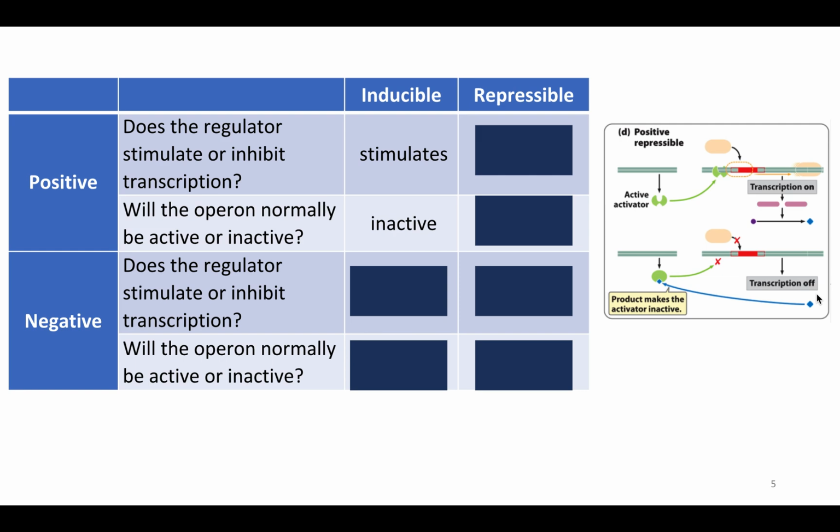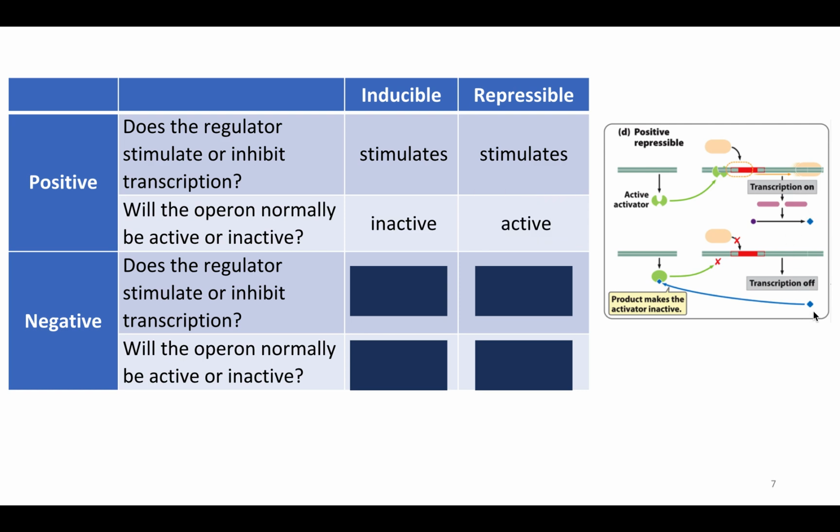Now moving on to positive repressible operons. So that positive word, remember, it means that we have an activator as our regulator. As we talked about, the activator is always going to stimulate transcription. So stimulates. And will the operon normally be active or inactive? Thinking about it, repressible operons are usually on, or usually active, but they can be repressed. So we can do something to repress these operons so that we can stop transcription from happening. So it is usually active.